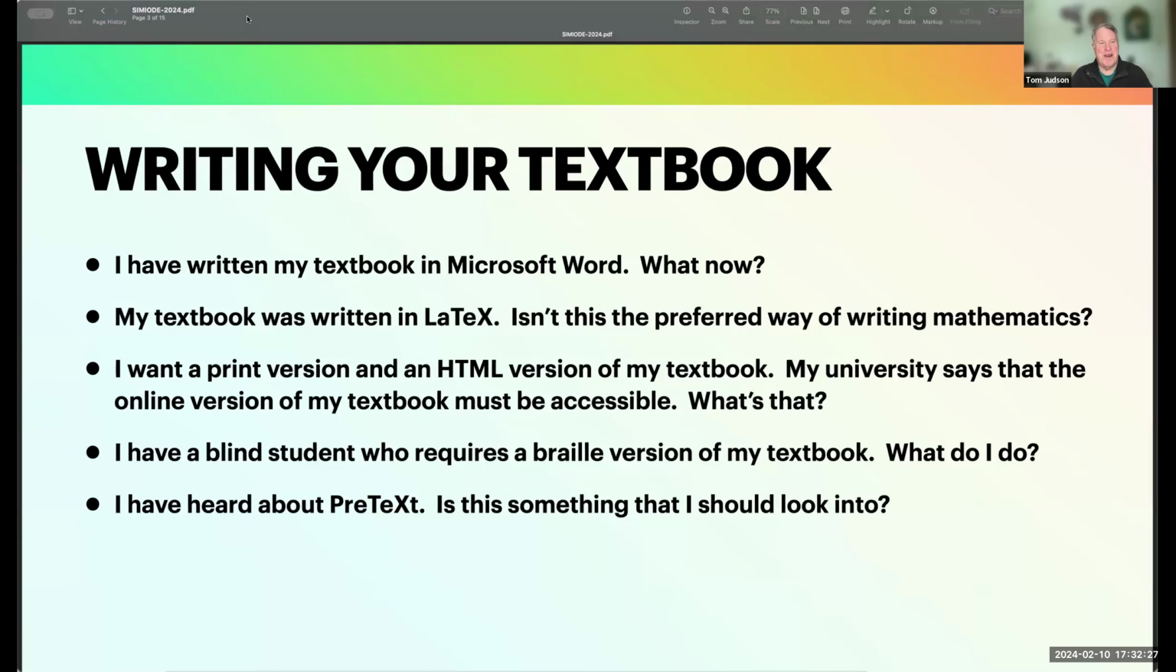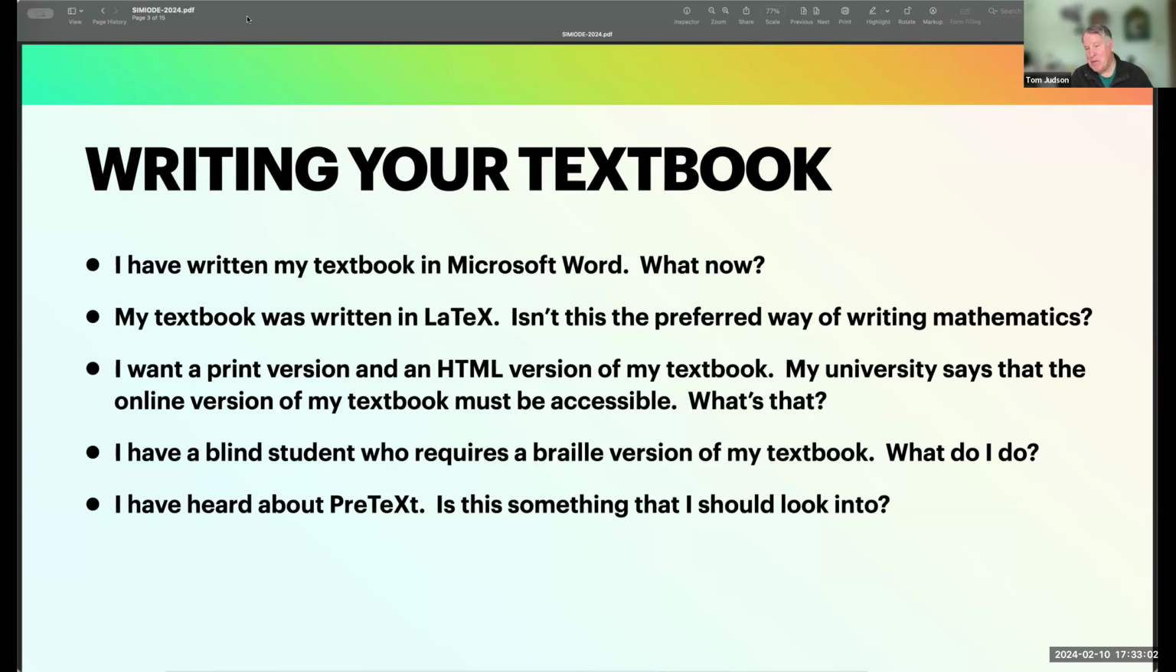If you've written your textbook in Microsoft Word, what do you do? Well, probably that's not a good idea. I would probably rewrite it in something else. Most of us probably would write in LaTeX. That's the way we write in mathematics. And if I'm writing a paper or something like that, for many years, this is the standard. If I want a print version and an HTML version of my textbook, what do I do then?